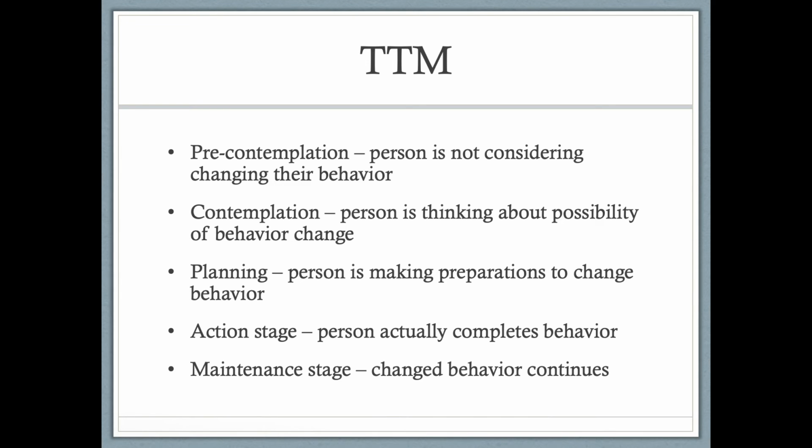Pre-contemplation means the person's not even considering changing their behavior the way you want to persuade them. Contemplation means the person is thinking about the possibility of behavior change. Planning means they're making preparations to actually change their behavior. The action stage, of course, that's when they've completed this behavior change, or attitude change, by the way. And the maintenance stage is they continue this new behavior or this new way of thinking.